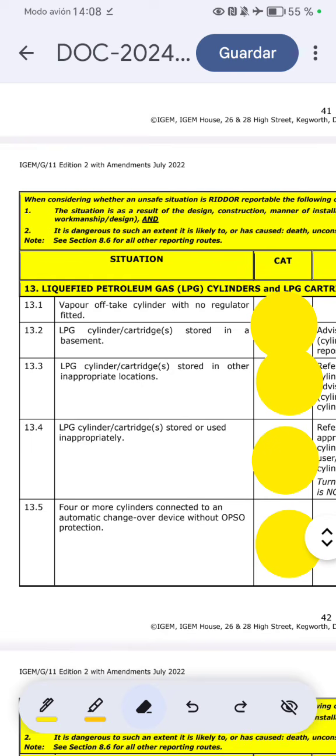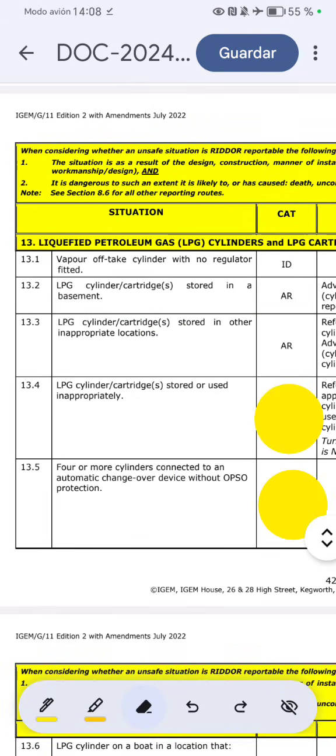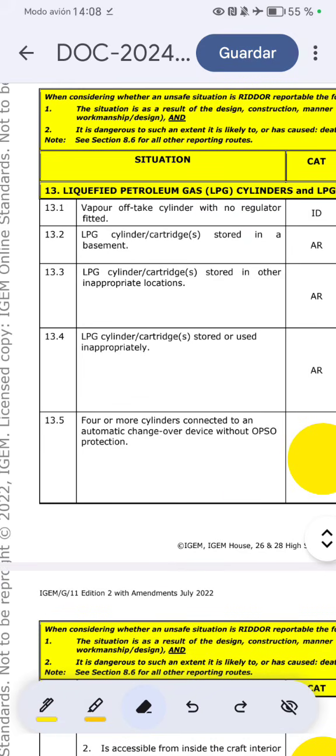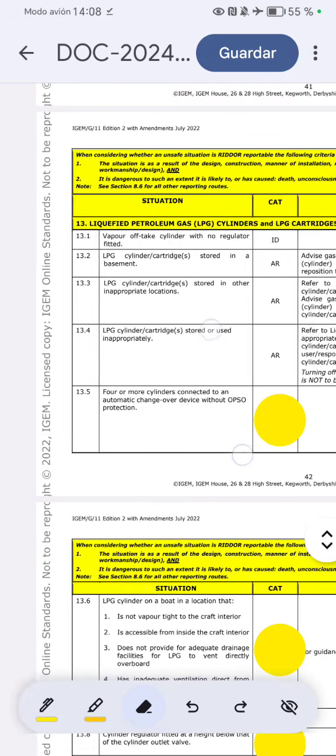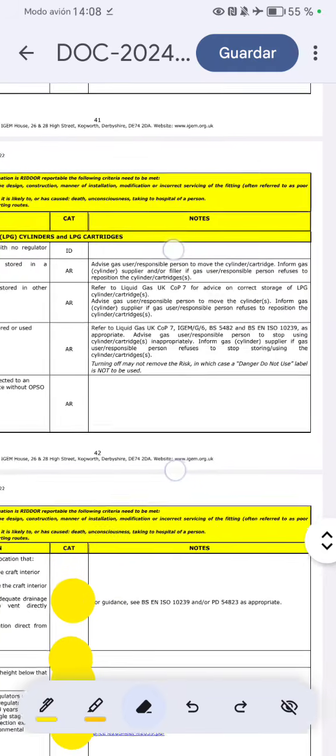13.1. Vapor off-take cylinder with no regulator fitted. ID. LPG cylinder cartridge stored in a basement. So I'm going to say at risk. No, ID and then at risk. Yes. 13.3. LPG cylinder or cartridges stored in other inappropriate locations, at risk. LPG cylinder stored or used inappropriately, at risk. 13.5. Four or more cylinders connected to an automatic changeover device with UPSO protection, at risk. Remember to read the notes on the side.